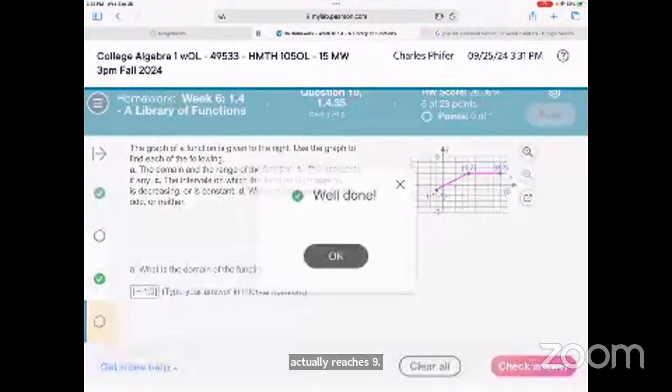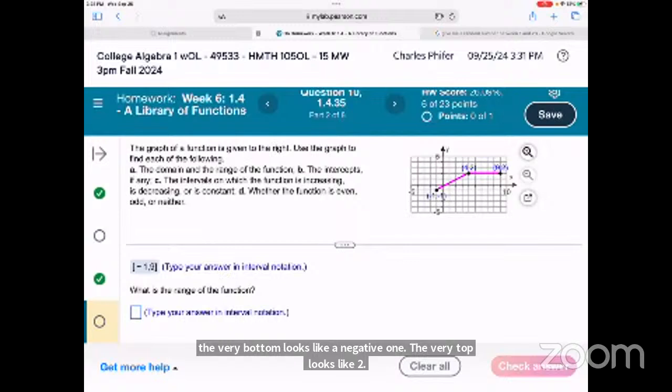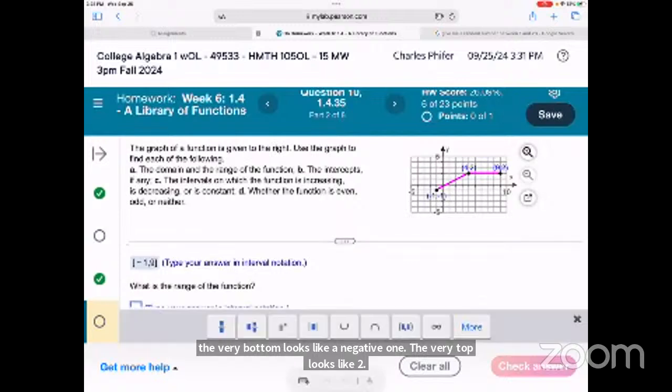The range is the very bottom to the very top. So the very bottom looks like a -1. The very top looks like it's a 2. Again, brackets for the same reason as the previous. So -1 to 2.